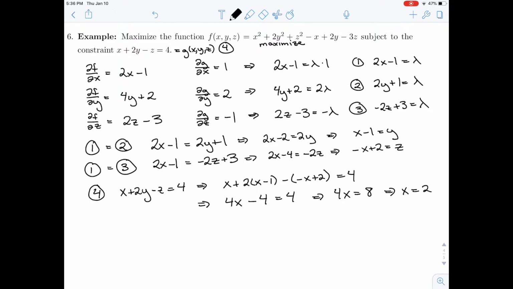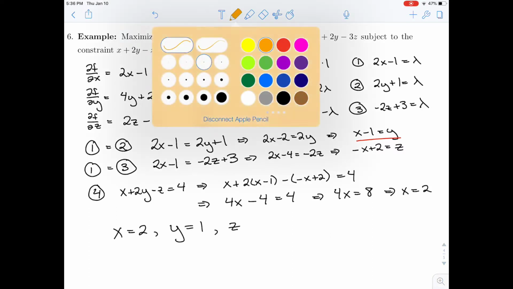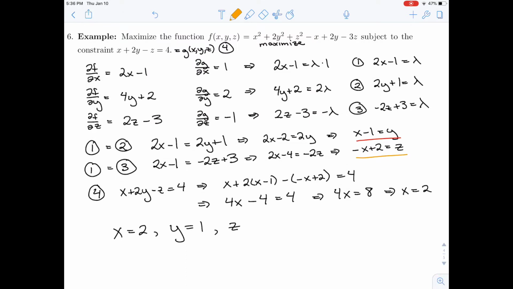Okay, so now that we know that x is equal to 2, we can get that y is x minus 1, which is here. So y must be 1. And then z is equal to negative x plus 2. That's negative 2 plus 2. So z is equal to 0. And so this is our maximum. So that's the location of our maximum.